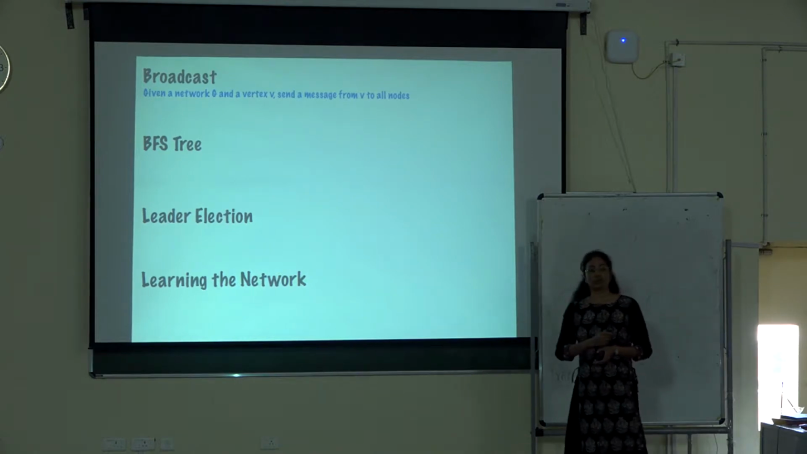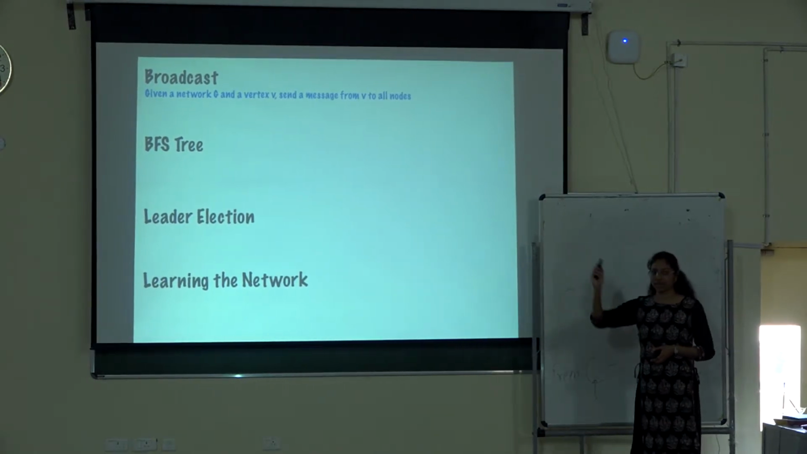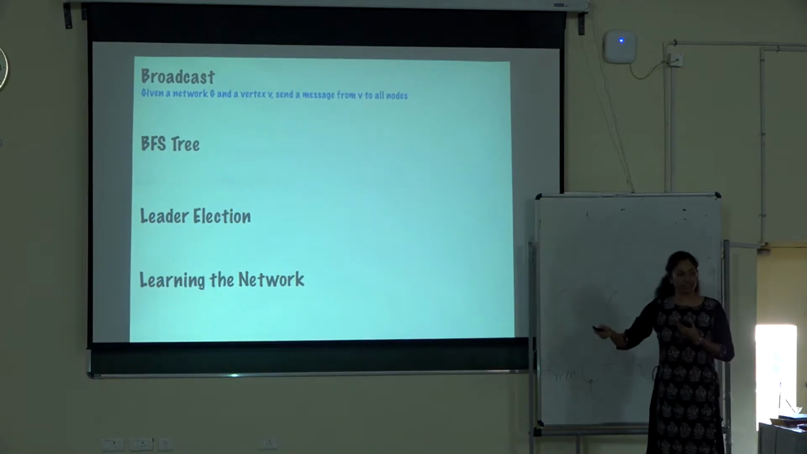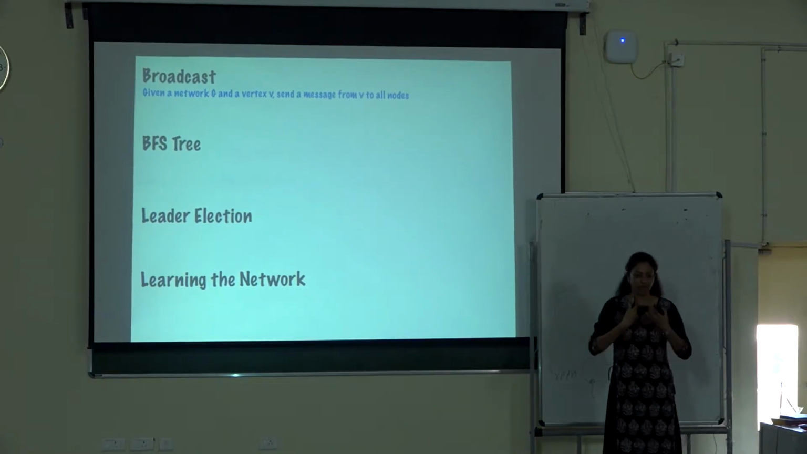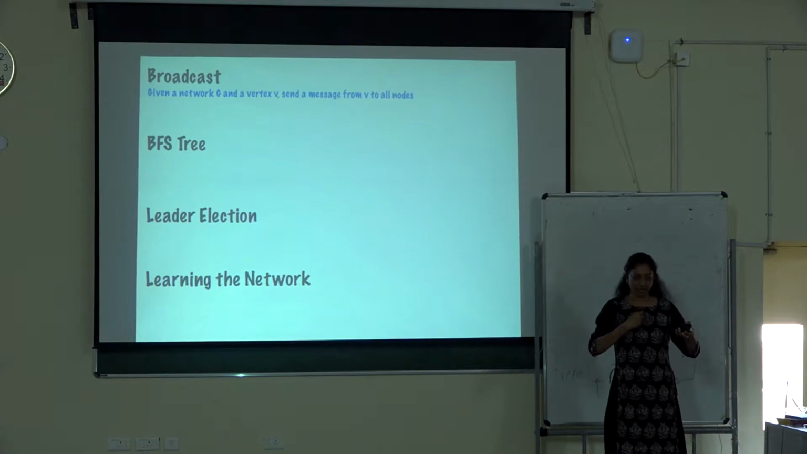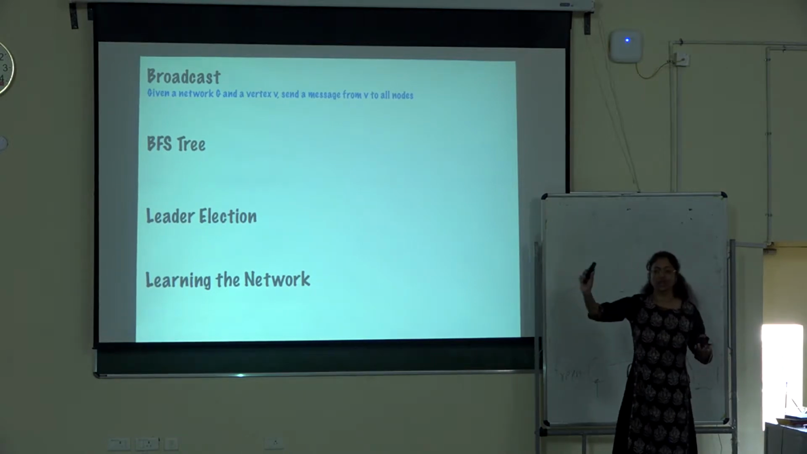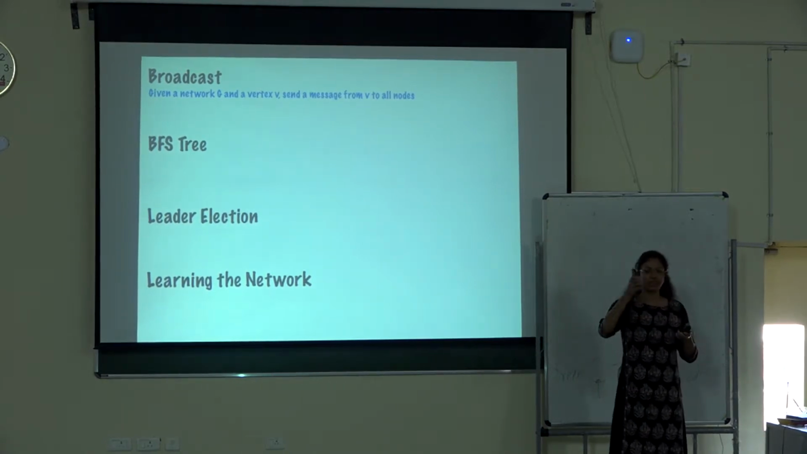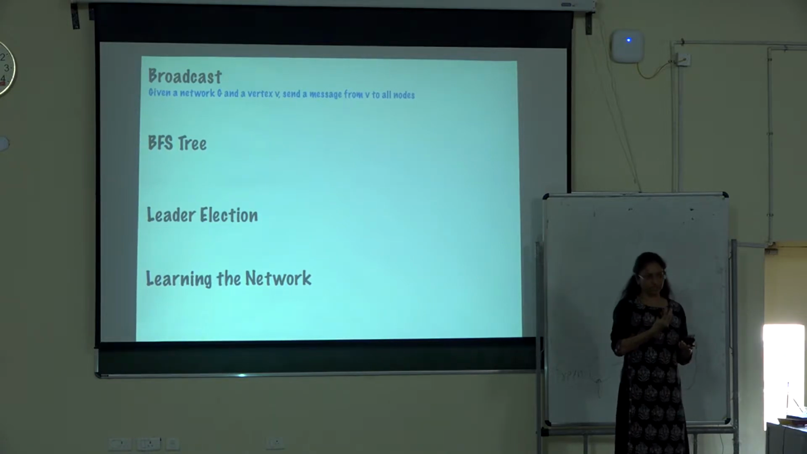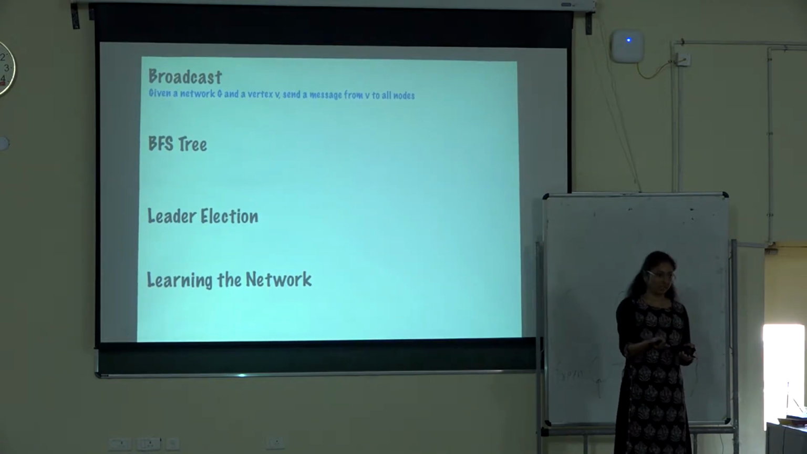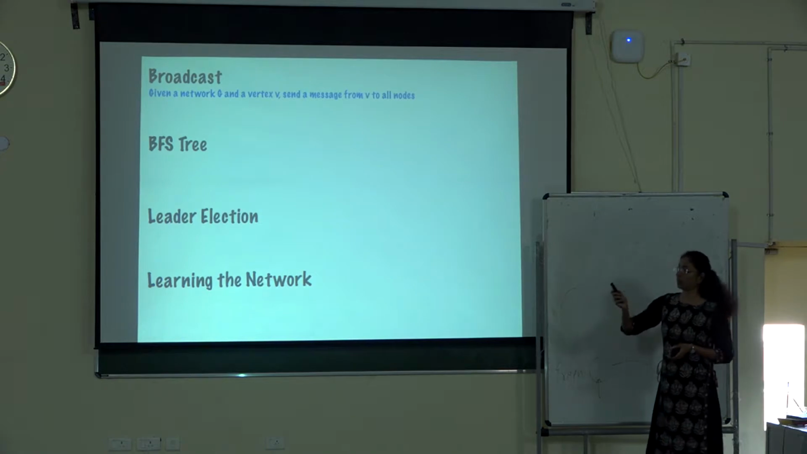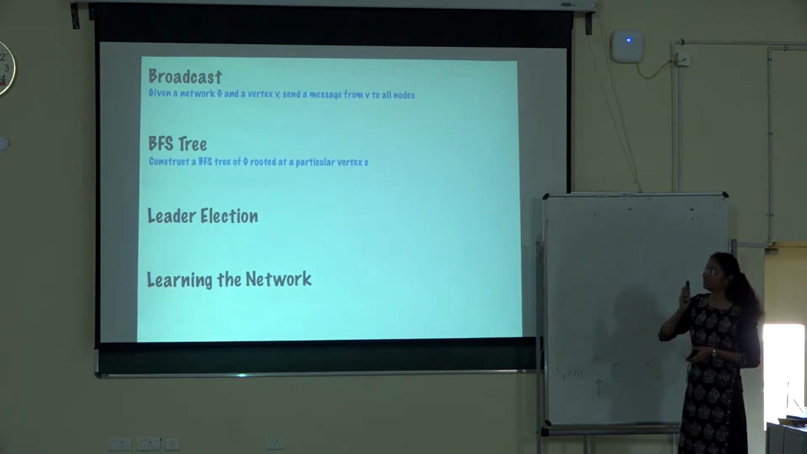Okay. So, broadcast. Now, given a network or a graph G and a vertex v, let's say I have some information and we all form a network. I want to communicate that information to all of you. That is called broadcast. Let me assume that the size of the message that I'm going to broadcast to all of you is log n bits. Okay? So that's the problem of broadcast. Then BFS tree.